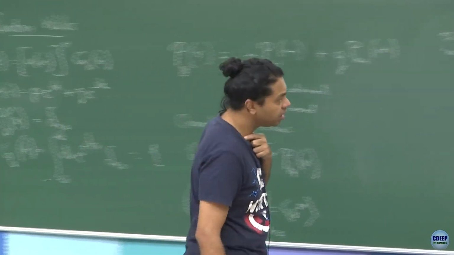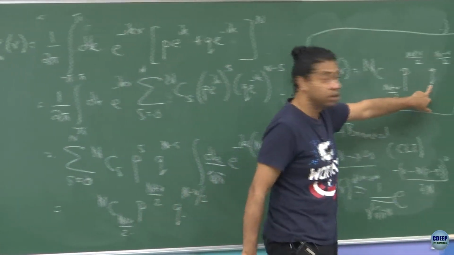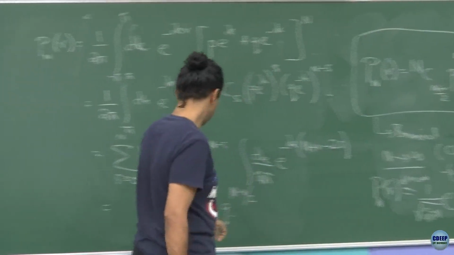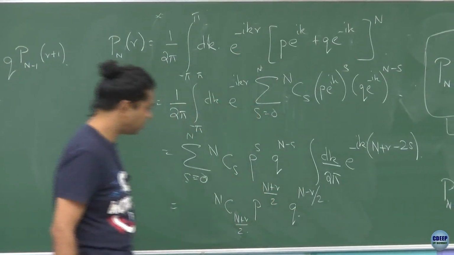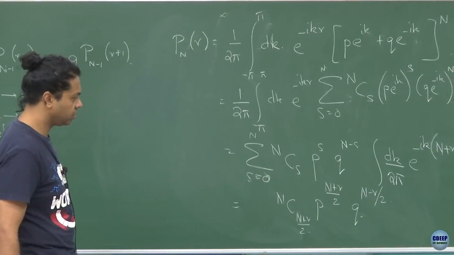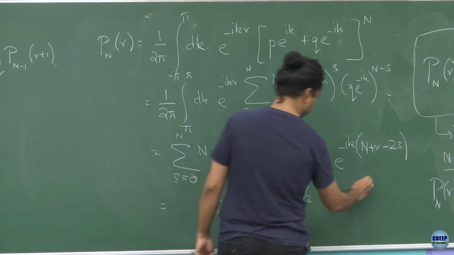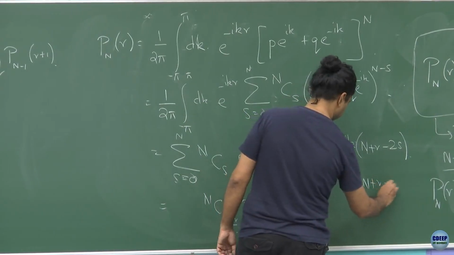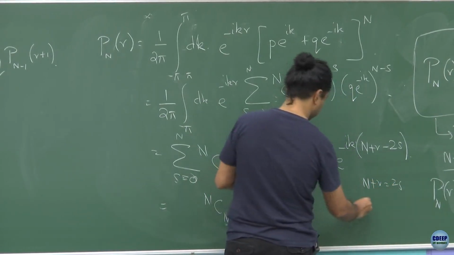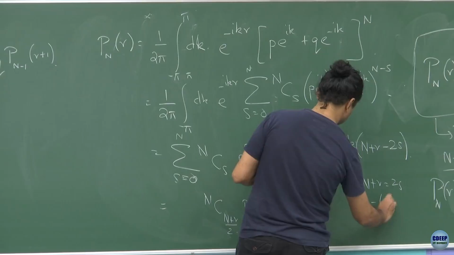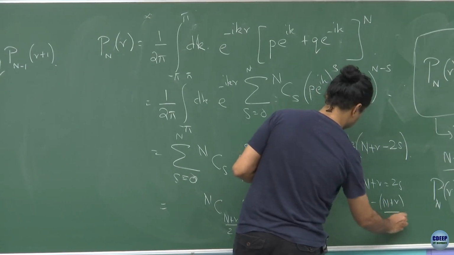Yes, over here. Here, yes. The power of q is also n plus. So, I have n minus s and my delta function is n plus r equal to 2s. So, n minus n plus r by 2.